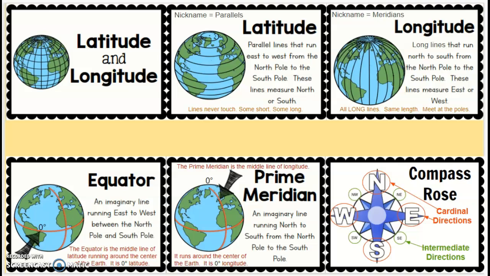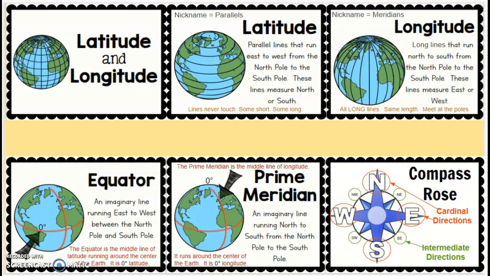They're all the same length, and they all start at the North Pole and gather and stop together at the South Pole. They go around the Earth and measure around the Earth from east to west, but they run from north to south. So they're measuring the distance from the prime meridian to the east and from the prime meridian to the west. Look at the equator.